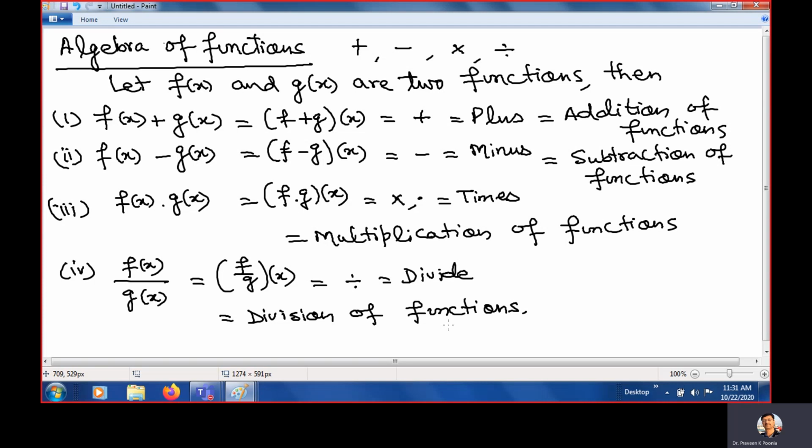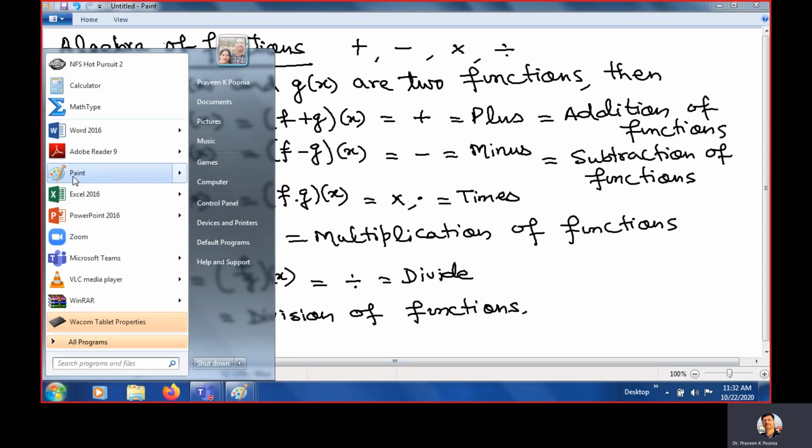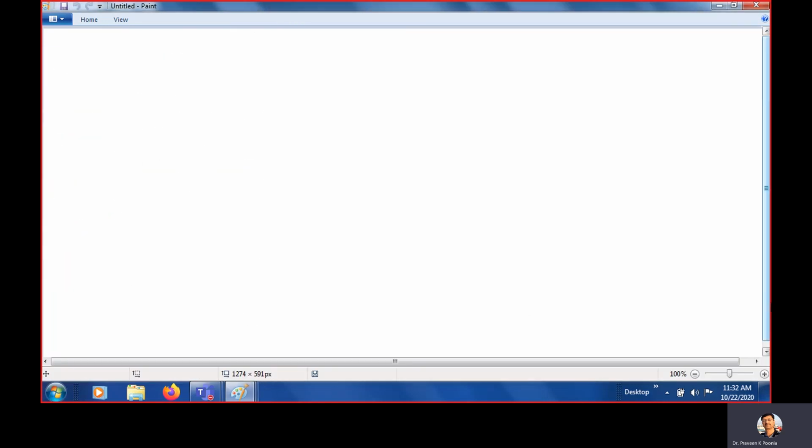So my dear friends, when we talk about algebra, four things come to our mind, that is plus, minus, times and divide. So this is not a difficult task to evaluate. What is important here to discuss is the domain of algebra of functions.